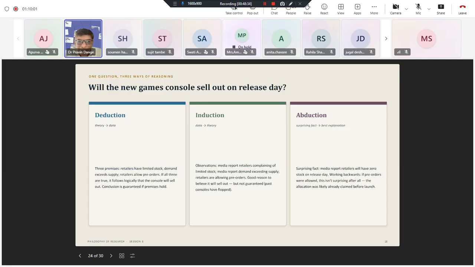And abduction is a combination of both methods. Sometimes you want to modify a theory. You take the theory, try and test it, you get some different results, and you want to modify the theory based on the observed facts. It's a combination of deduction and induction.